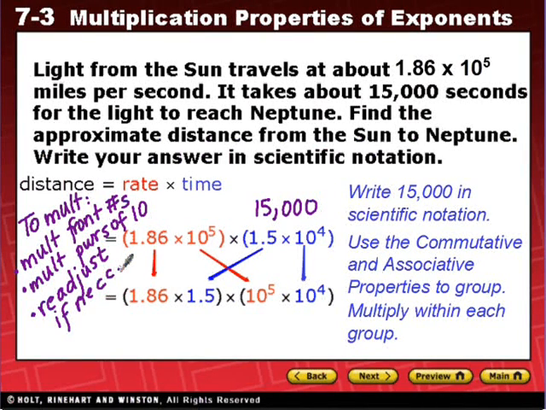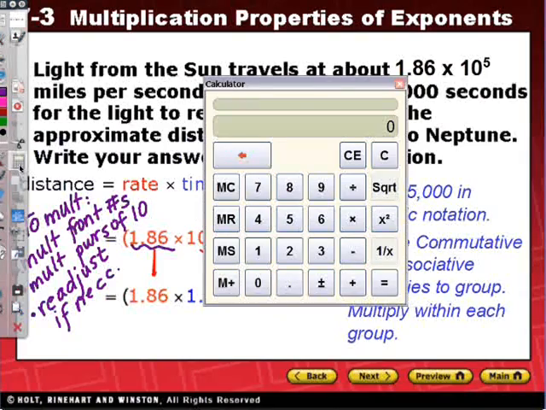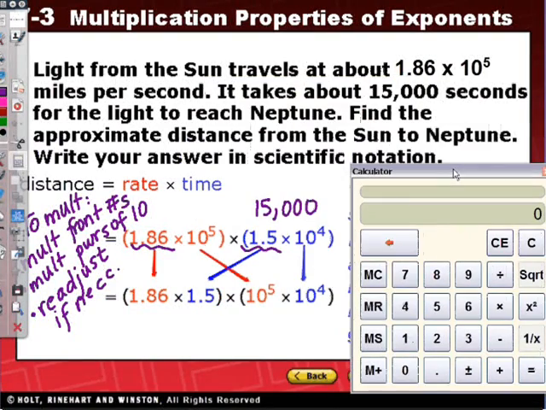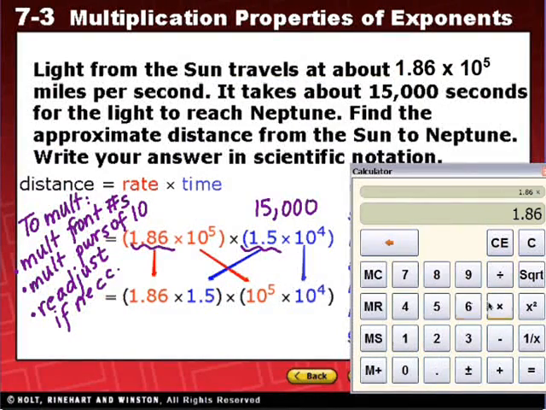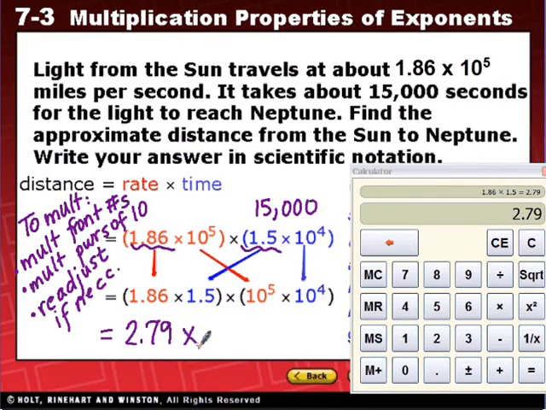So the first thing we do is we multiply the front numbers together. So we're going to take 1.86 times 1.5. It's a good time to use a calculator. So I have 1.86 times 1.5 is 2.79. And then we have 10 to the 5th times 10 to the 4th. They have the same base, so then I can just add the exponents. So it would be 2.79 times 10 to the 9th miles away from the sun.